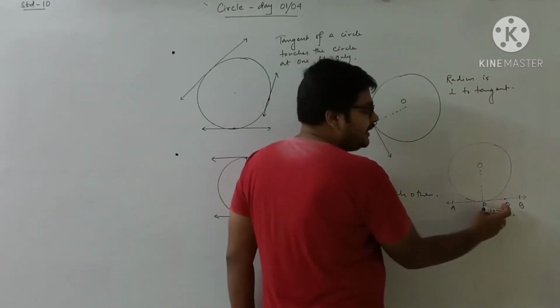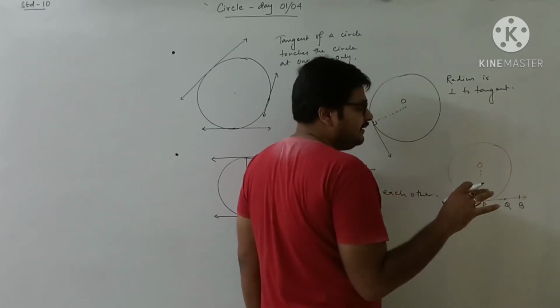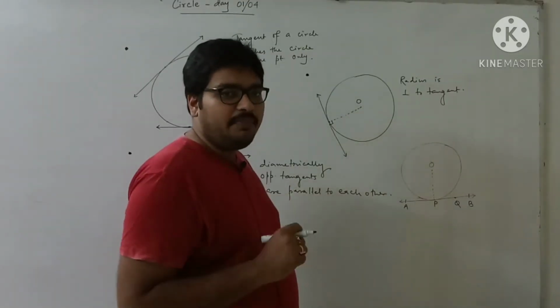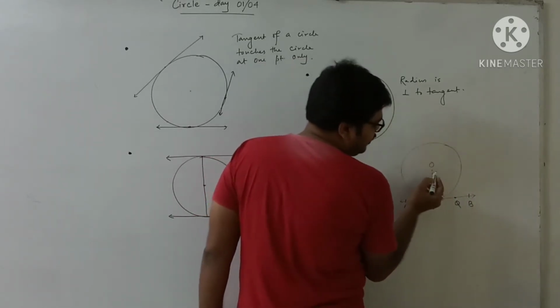But Q is not lying on the circumference of the circle, because a tangent cannot touch the circle at 2 points. It can touch the circle at 1 point only. So Q is lying on the tangent only. Now I am joining O and Q.